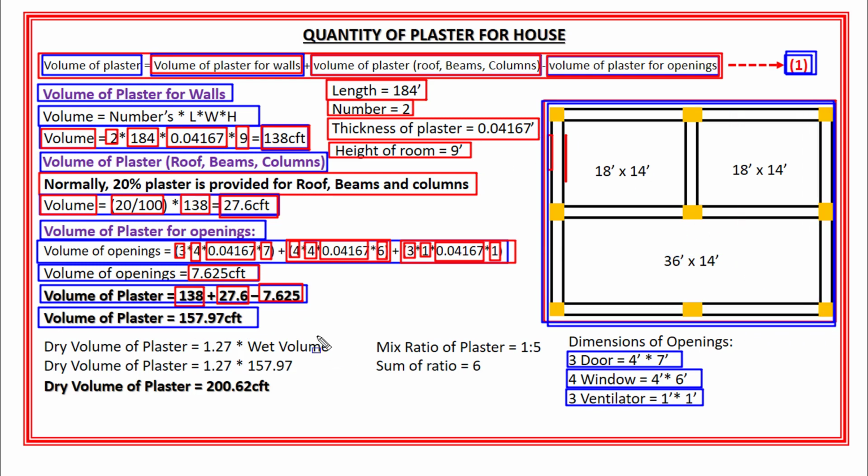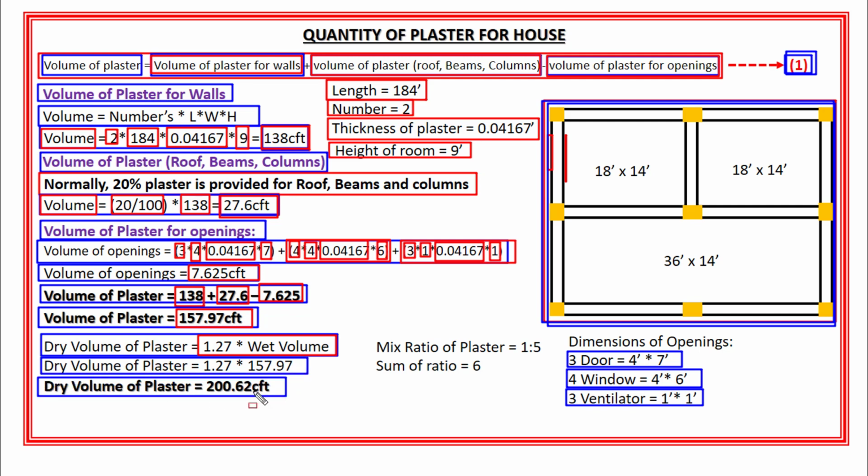And in order to calculate the quantity of cement and sand used in the plaster, I have to find out the dry volume of plaster. Okay? So the dry volume of plaster is equal to 1.27 times wet volume. And here the wet volume of plaster is 157.97 cubic feet. Okay? So after putting the values, the dry volume of plaster will become 200.62 cubic feet. Also the mix ratio for plaster is 1:5 and the sum of ratio is 6.